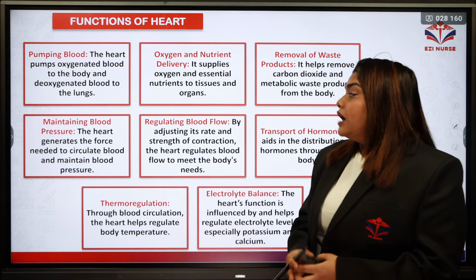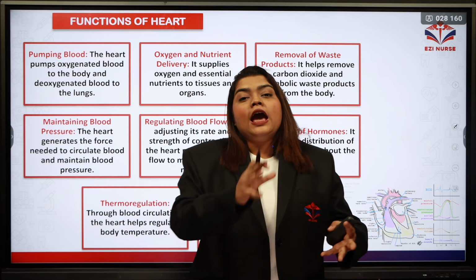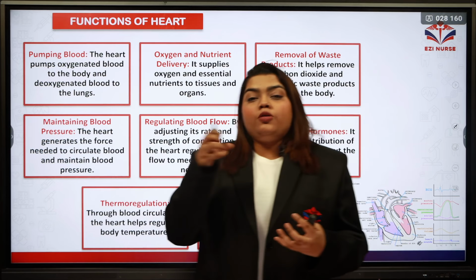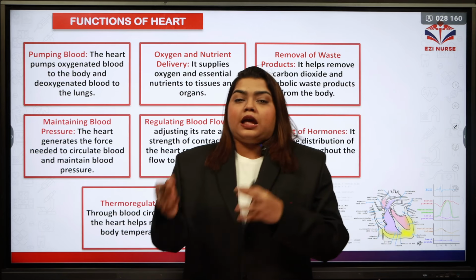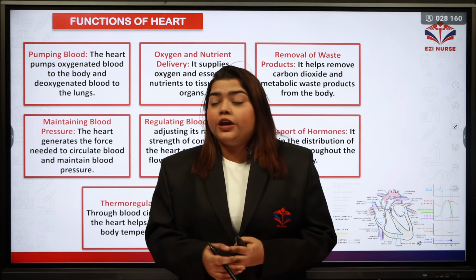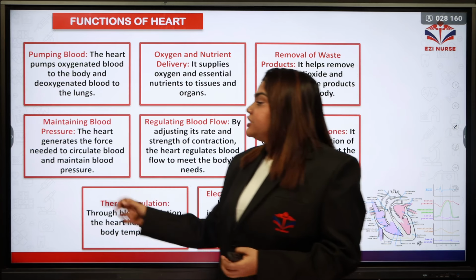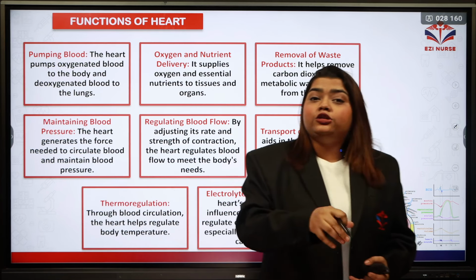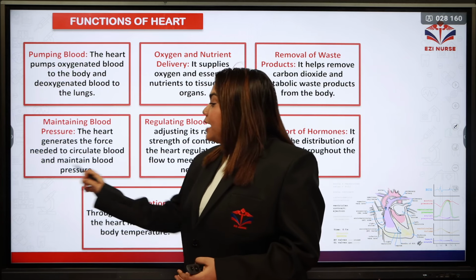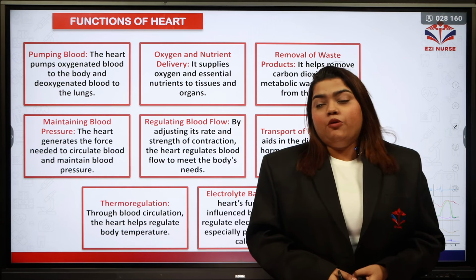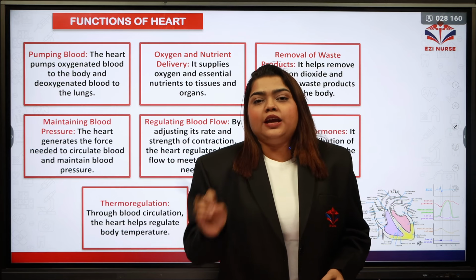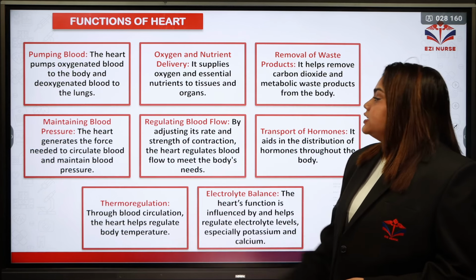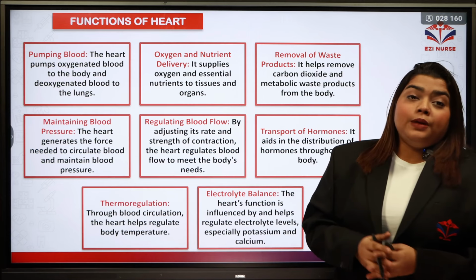Then we have maintaining blood pressure. There is an amount of blood that the heart pumps every second or every minute. By that, the heart generates the force needed to circulate the blood and maintain the blood pressure in our body. Our normal blood pressure is 120 by 80 mm of Hg for adults.